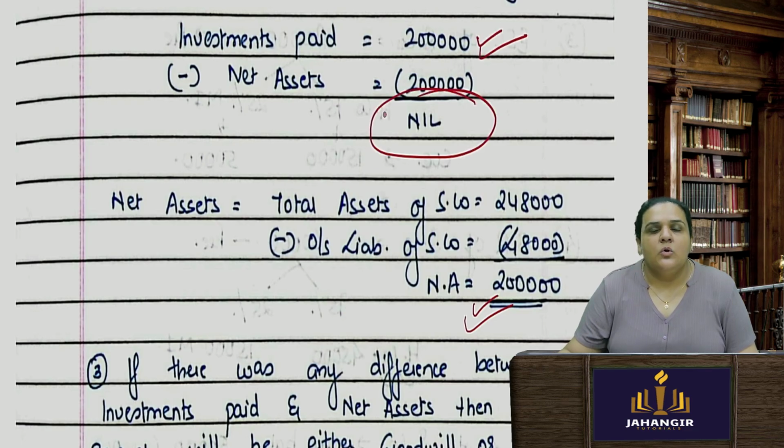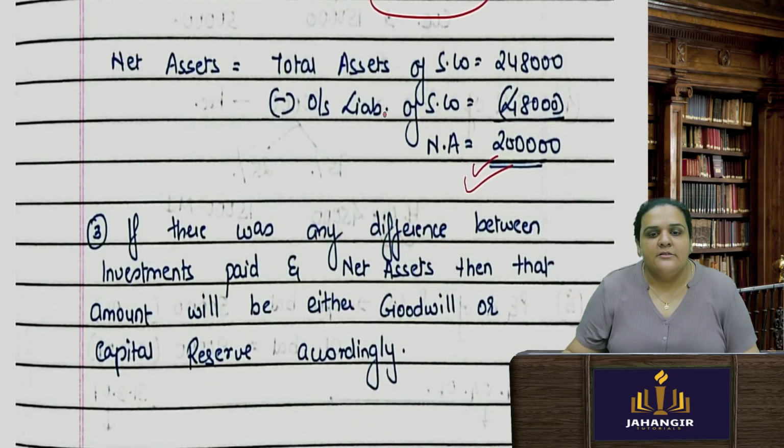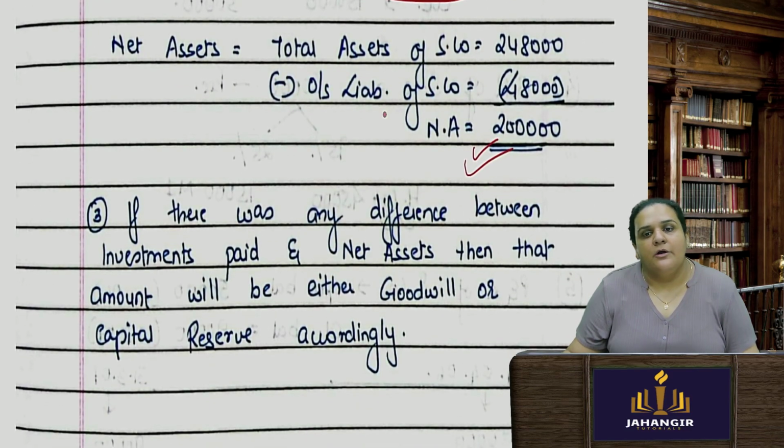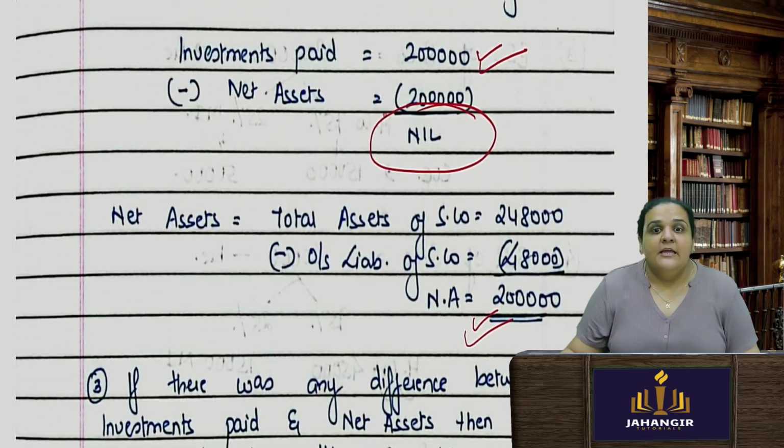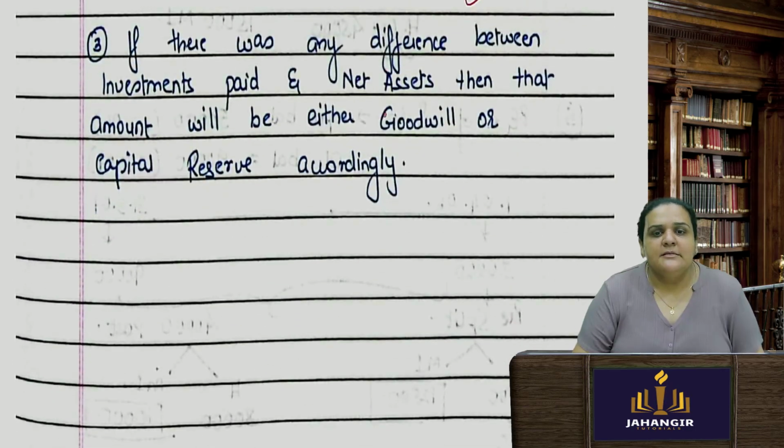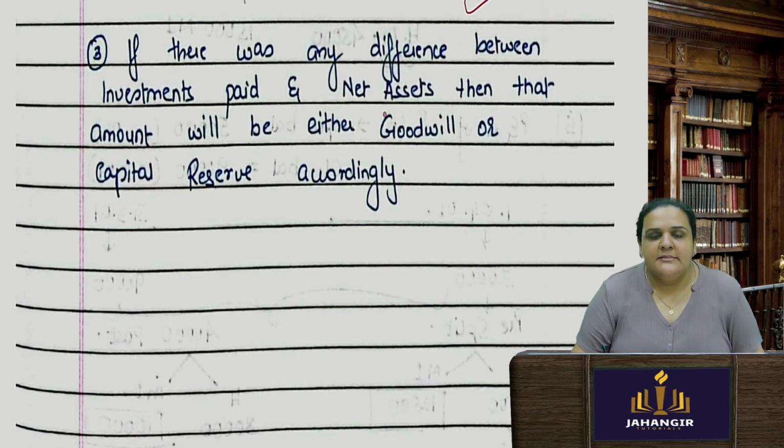So there is no profit, there is no loss, there is no difference at all. So there is no goodwill, there is no capital reserve accordingly. If net assets would have been more than the investment paid, then it would have been capital reserve. Same thing like how I have taught you all before. Otherwise, it would have been goodwill. But there is nothing over here.